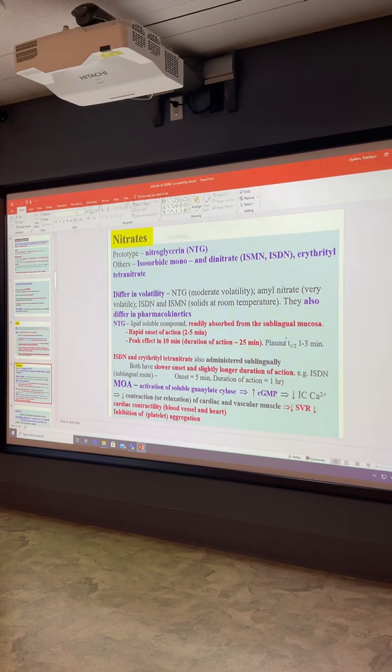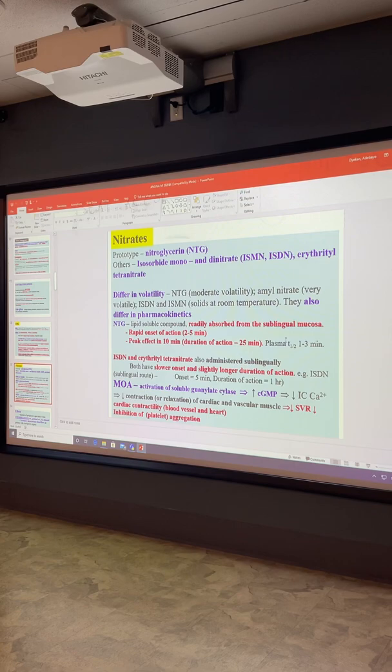The next category of agents to use are the nitrates. And the nitrates, the prototype is nitroglycerin. The others are isosorbide mononitrate, ISMN, or isosorbide dinitrate, ISDN, or erythrityl tetranitrate. I want to believe that Dr. Chelia will tell you more about the chemistry. But what's the difference between these nitrates? They differ in volatility. For example, nitroglycerin has moderate volatility. Amyl nitrate is very volatile, whereas the ISDN and ISMN are solids at room temperature.